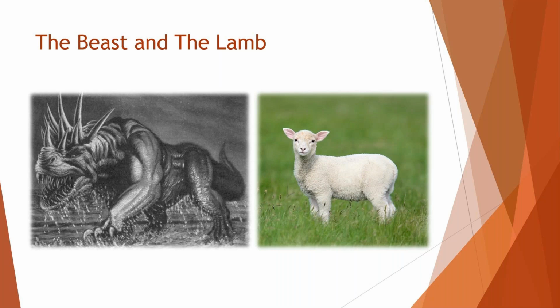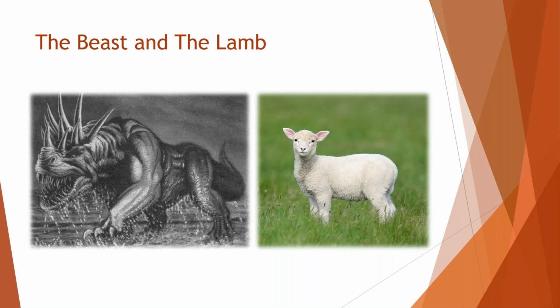When the dragon saw that he had been hurled to the earth, he pursued the woman who had given birth to the male child. The woman was given 2 wings of an eagle, a great eagle, so that she might fly to the place prepared for her in the desert, where she would be taken care of for a time, times, and half a time, out of the serpent's reach. Then from his mouth the serpent spewed water like a river, to overtake the woman and sweep her away with the torrent. But the earth helped the woman by opening its mouth and swallowing the river that the dragon had spewed out of his mouth. Then the dragon was enraged at the woman and went off to wage war against the rest of her offspring, those who keep God's commands and hold fast their testimony about Jesus.